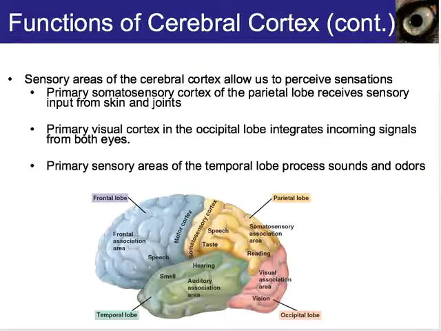There are very cool parts of the cerebral cortex. You have sensory areas of the cerebral cortex that allow us to perceive sensations. If you look at this picture of the brain, you can see that this part of the brain is important for smell, hearing, auditory association area, speech, taste, reading, visual association, and vision. So if you had an injury to the brain around the vision region of your cerebral cortex, that's going to affect your ability to see.